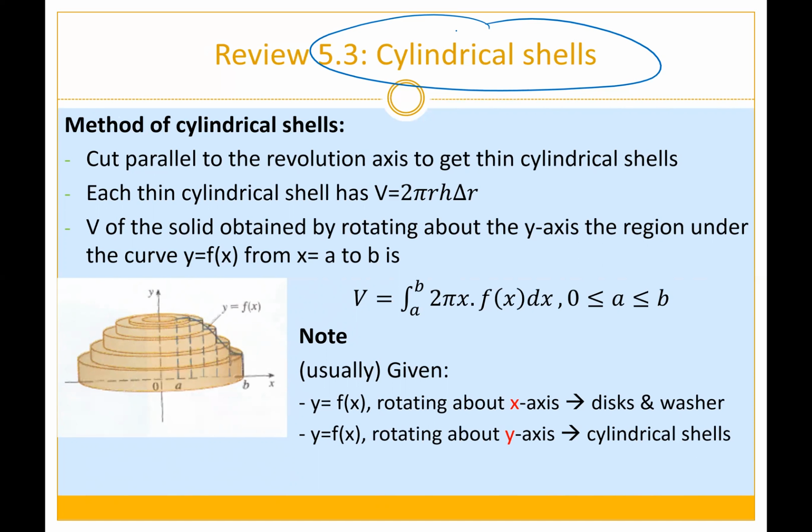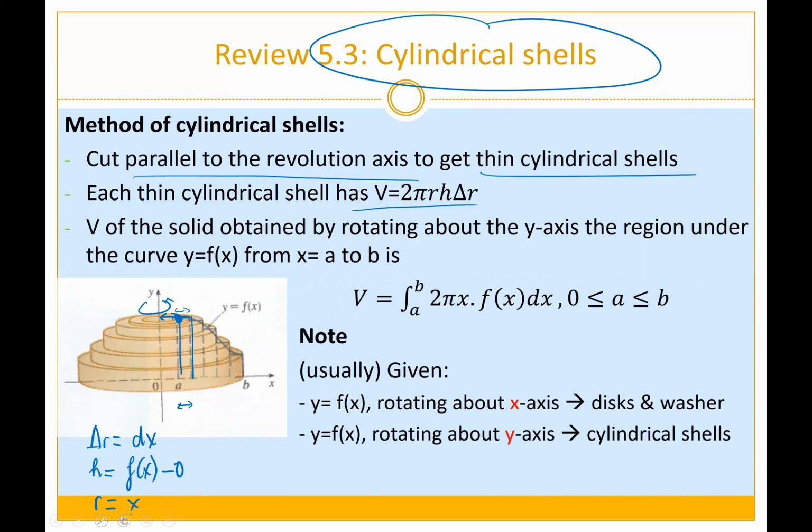So, method of cylindrical shells: cut parallel to the revolution axis to get thin cylindrical shells. Each shell has the volume V = 2 pi r h delta r. If you look at this picture, delta r is going to be dx on the x-axis. The height is going to be f(x) minus 0, because it's just f(x) rotated around that, so the height for each of them is just f(x). And then r is the radius from this inner point to whatever is inside, which is going to be x. So that is the same step. Basically, the different things you have to worry about are what the height is, what the radius is, and so on.